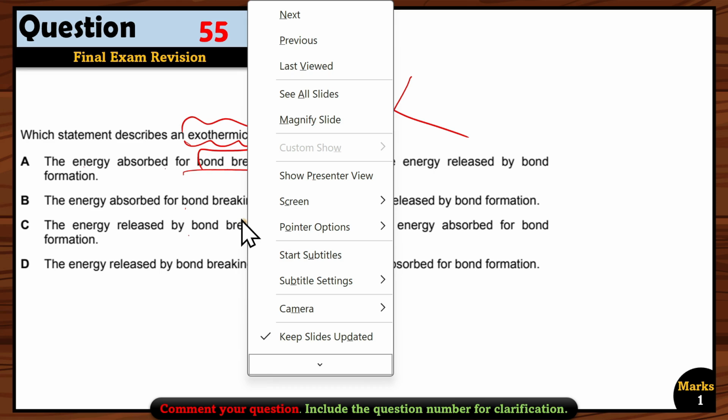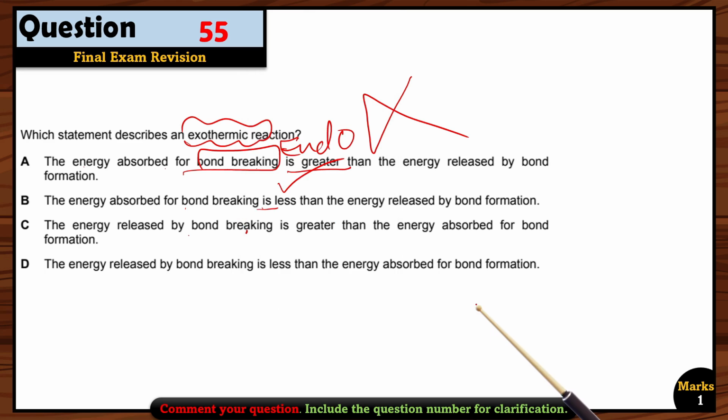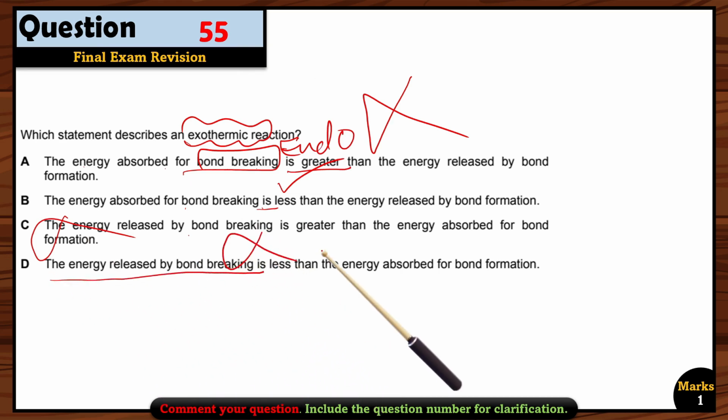Energy is never released when bonds are breaking. It is only released when bonds are made. So bond making is exothermic and energy is released, okay? And bond breaking is endothermic. So this option is also wrong. Now let's see the energy released by bond breaking. Again, this statement is wrong. Energy is never released when the bonds are broken. It is always absorbed. So which option are we left with?